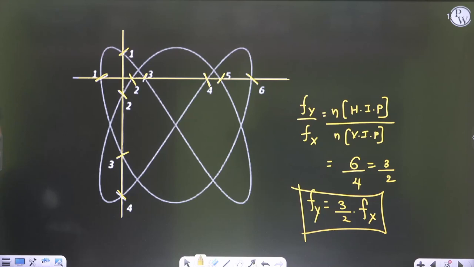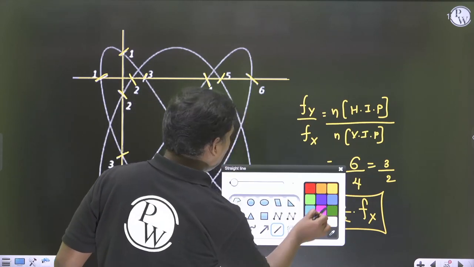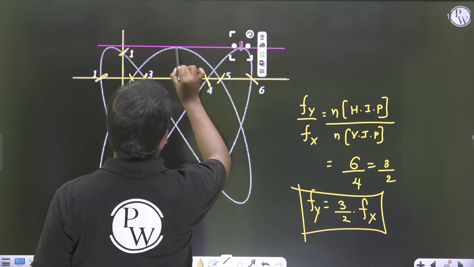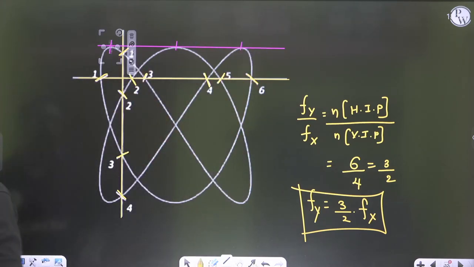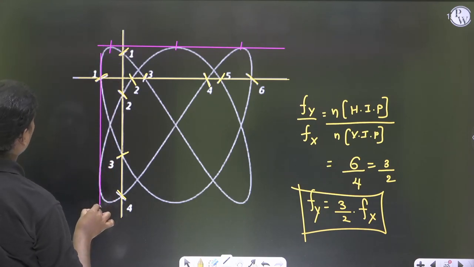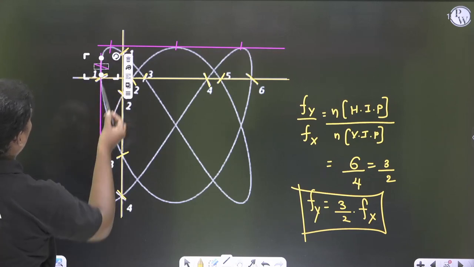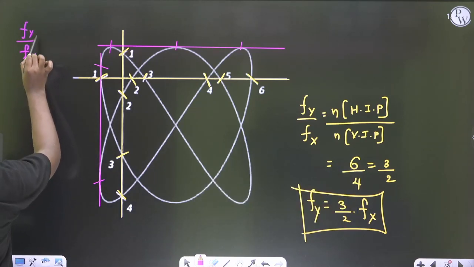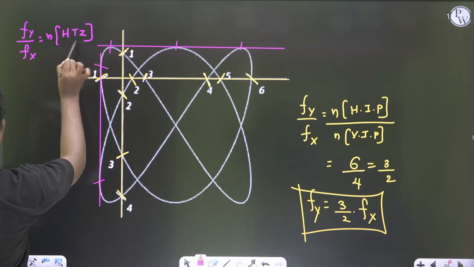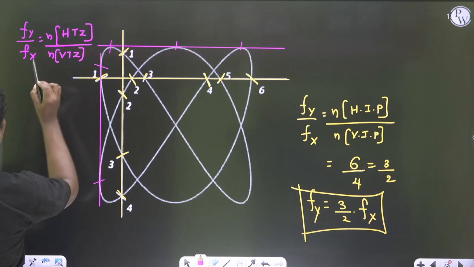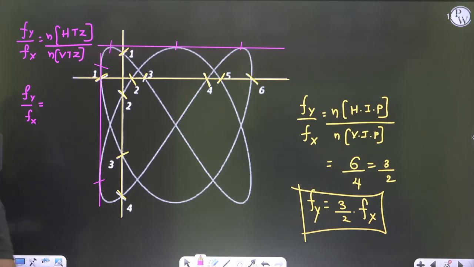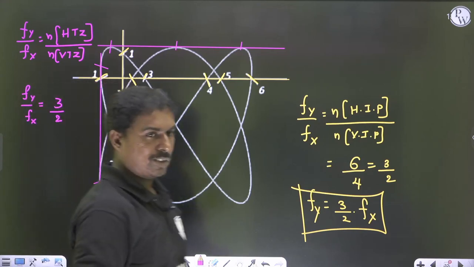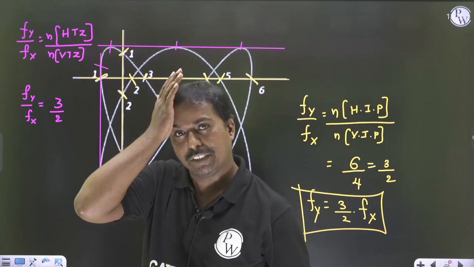To get clarity, I will go with the tangencies method. For tangencies, I will draw the tangencies completely. This is a closed one, so we can take one tangency. 1, 2 horizontally and vertically here 1. Okay, so fy by fx equals the number of horizontal tangents by the number of vertical tangencies. So the number of horizontal tangencies, how many? 1, 2, 3, divided by the number of vertical tangencies. Got it? Clear?